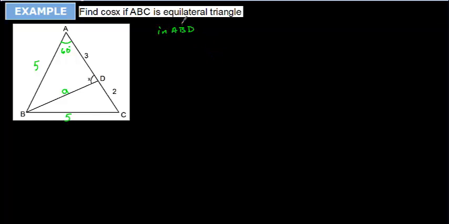In triangle ABD, opposite of the angle, a squared is equal to 5 squared plus 3 squared minus 2 times 5 times 3 times cosine 60. And if you remember, cosine 60 is equal to 1 over 2. So a squared is equal to 5 squared, which is 25, plus 3 squared, which is 9, minus 2 times 15 times 1 over 2. I didn't multiply by 2 because I'm going to simplify here.